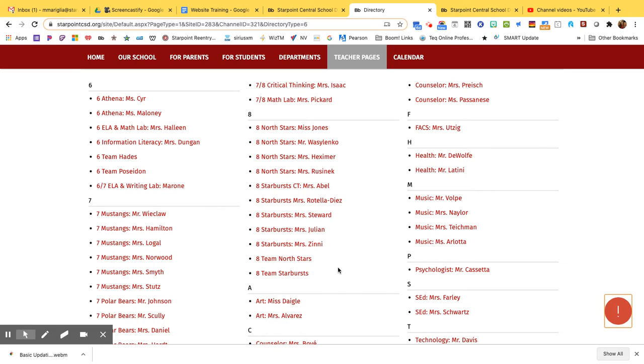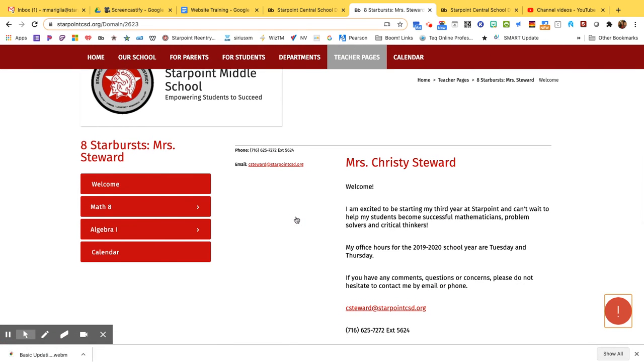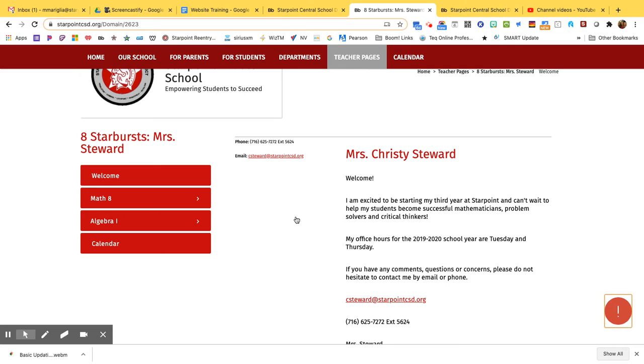That's first. Second, what exactly do we need on that page? Well, let me click on an example of one. I'm going to click on this eighth grade page from Team Starbursts. The district is requiring that we have a few things on these pages, and I'm going to use her page as an example to show you some of those things.